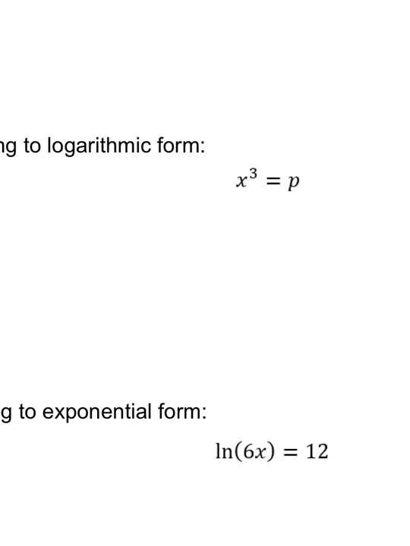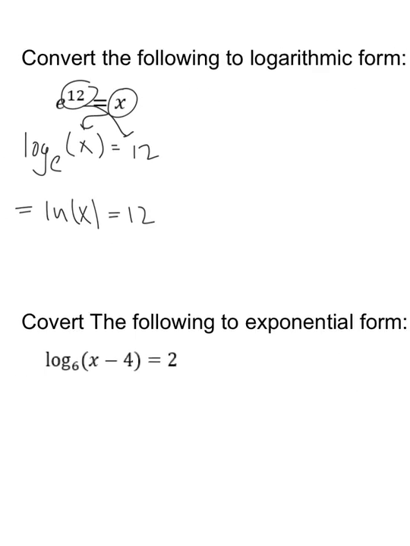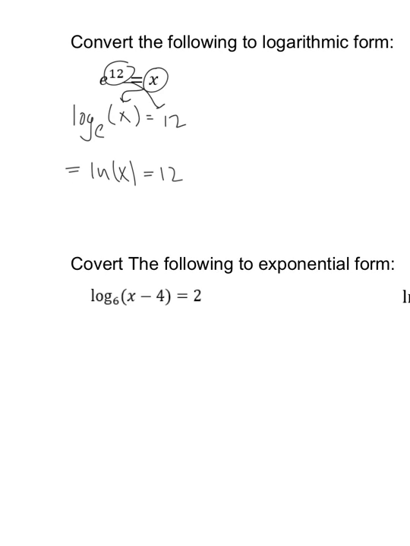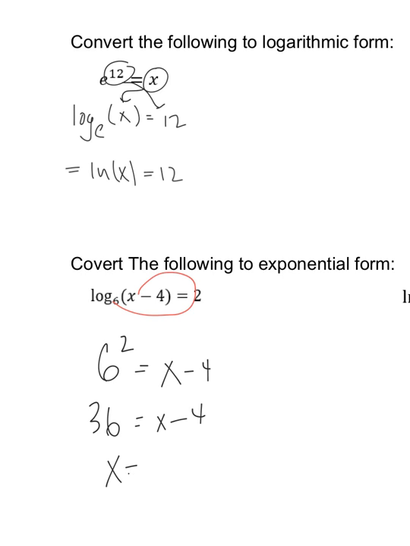You can do the same thing over on this one. Then I want to try this last type just to show you. When I convert back, we use that swirl method, so I get 6 to the second equals x minus 4. That's 36 equals x minus 4, and we could continue to solve this. I'm going to go ahead and do it because it's not that much, and get x is equal to 40.